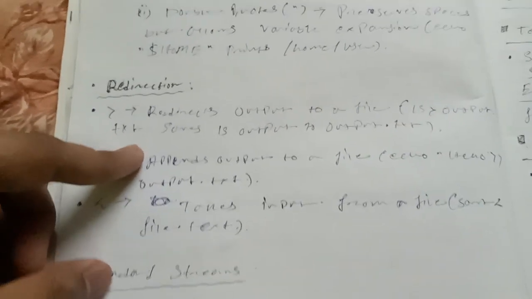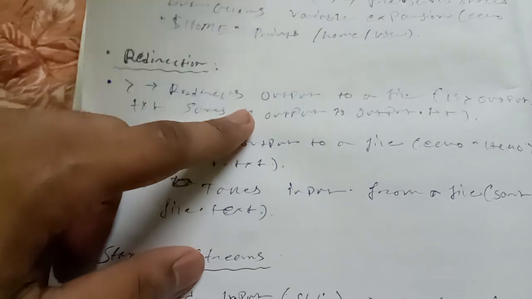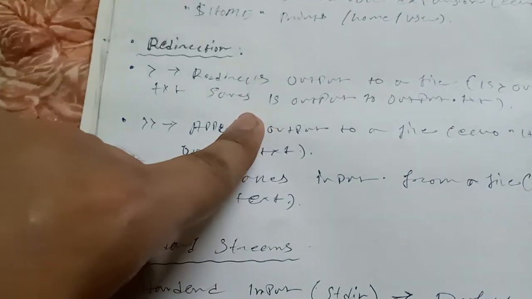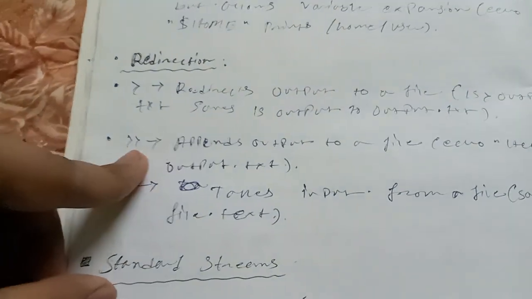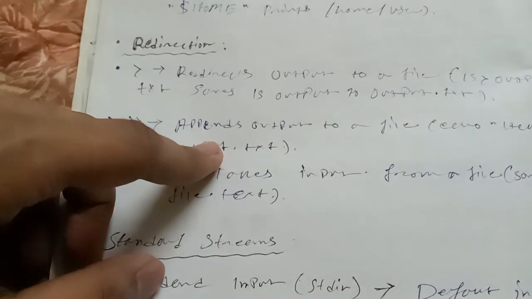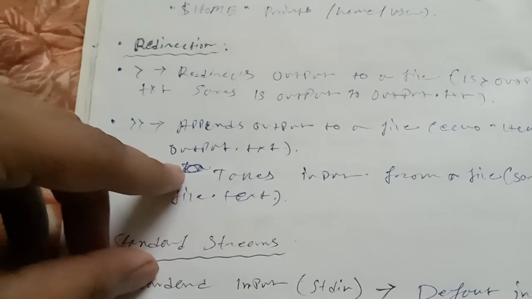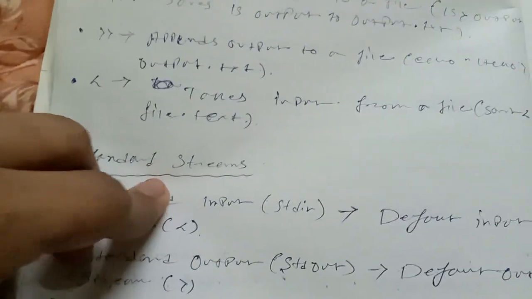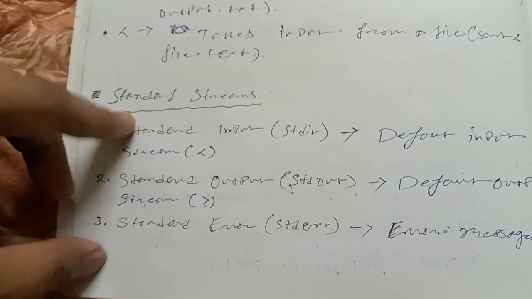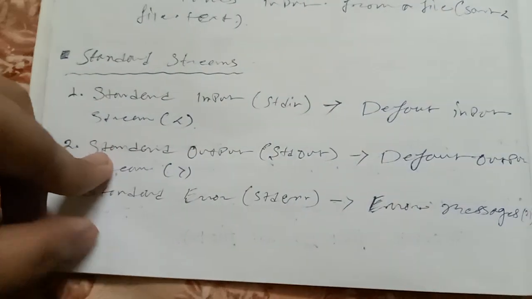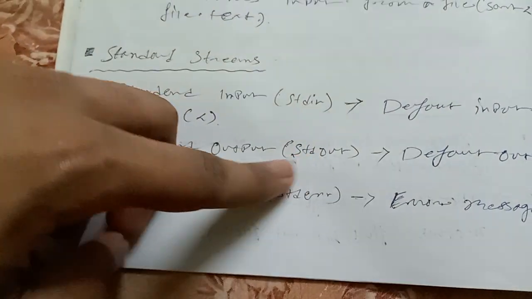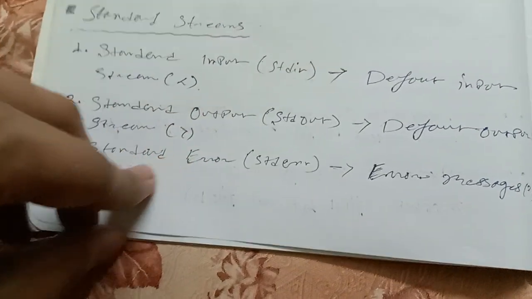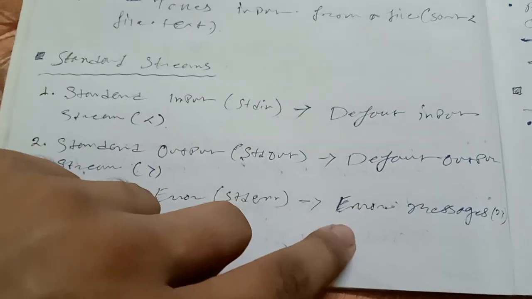Then we have redirections. It redirects output to a file. ls greater than output.txt saves ls output to the file, then double greater than appends output to the file, echo hello double greater than output.txt. Then less than takes input from a file, like sort less than file.txt. In standard streams, standard input stdin is the default input stream, then standard output stdout is the default output stream. Then there is standard error, stderr, for the error messages.